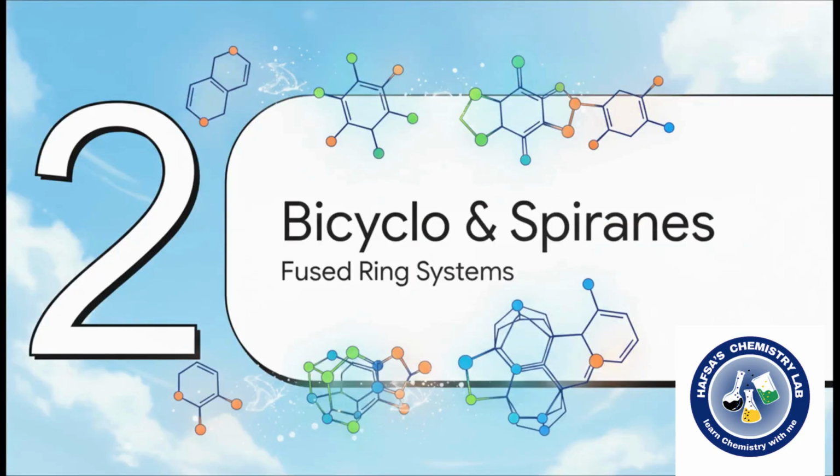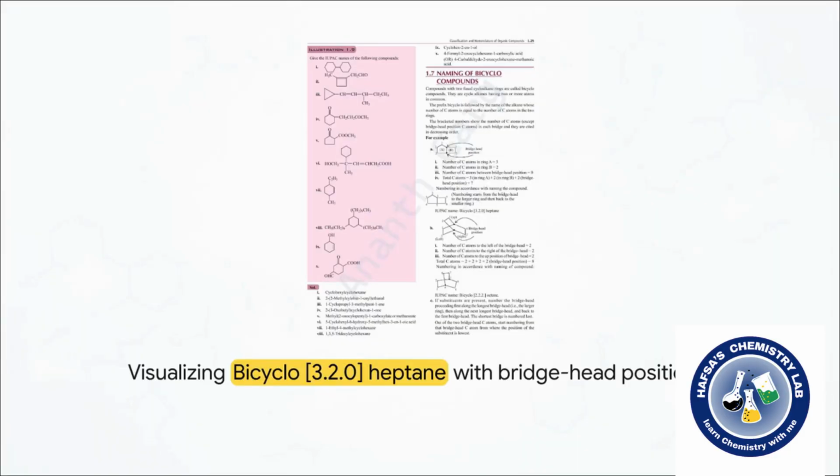Moving right along to Section 2, bicyclo, tricyclo, and spiranes. Let's see how this builds into something even more complex as we step up from single rings to fused ring systems. Check this out. This is bicyclo[3.2.0]heptane. The word bicyclo straight up tells us there are two fused cycloalkane rings sharing two or more atoms. We call those shared atoms the bridgeheads. But look closely at those brackets, 3, 2, 0. What on earth do those mean?